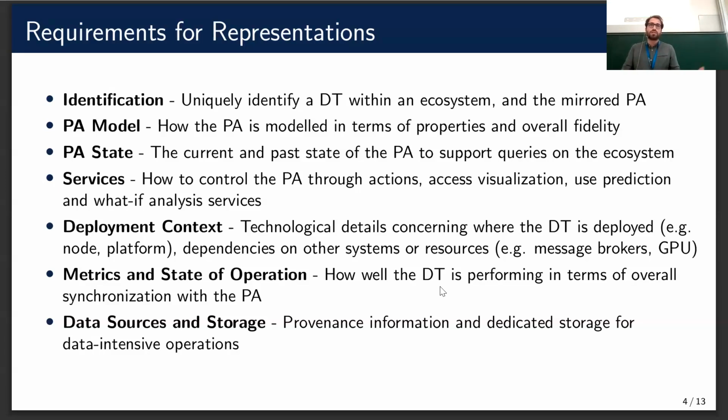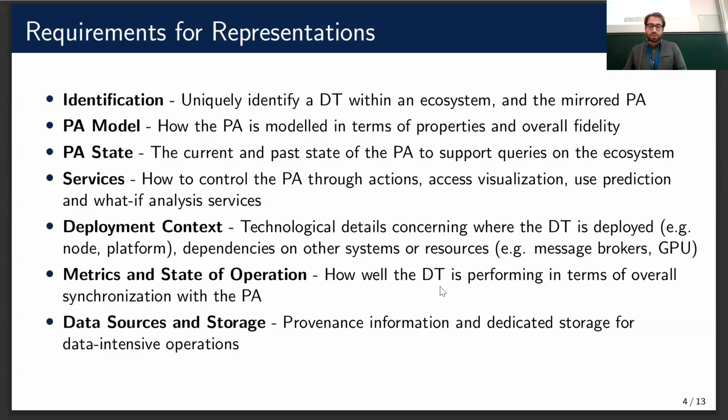I mentioned before the real-time state and the past state of the twin, and a representation of the services and how do I access those services. So what are the interactions that are provided by the services, the APIs, for instance, prediction or simulation, what-if scenarios and whatever. And we would also like to have information about the deployment context. So where is the digital twin running? What are the requirements for this digital twin to be moved somewhere in my computing spectrum?